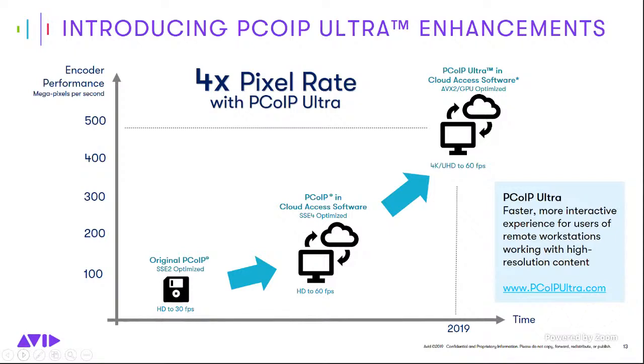So that's the protocol progression. And the cloud access software we're talking about today is now that PCoIP Ultra is fully integrated, and you can just configure it via the policy settings.